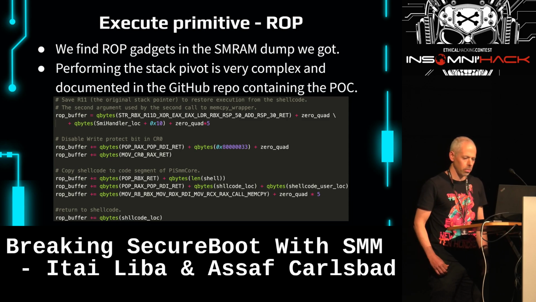We disable the write protect bit in CR0 by writing a hard-coded value where the bit is set to 0. We copy the shellcode from normal memory to the code segment of PySMM core and return to the shellcode.